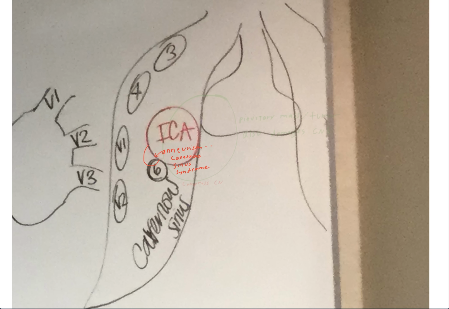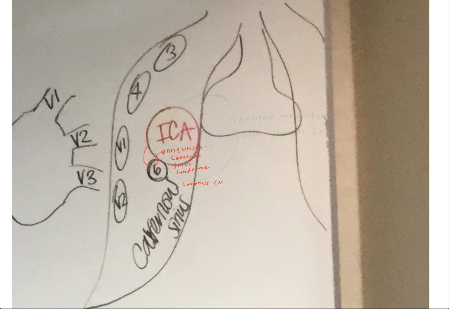So it might not be an internal carotid artery aneurysm. It might be a big old pituitary mass. Anybody here? I mean, it's kind of personal. Anybody have a pituitary mass that you know? Anyone? They're really common. No one. Okay. If you have a pituitary mass, the first nerve to be compromised is cranial nerve 6.